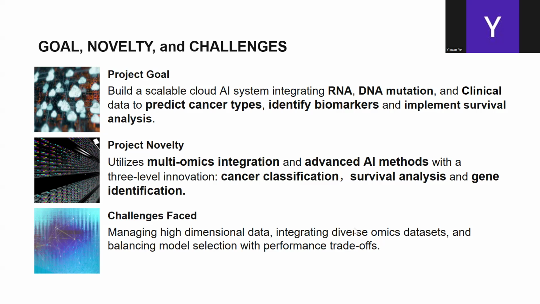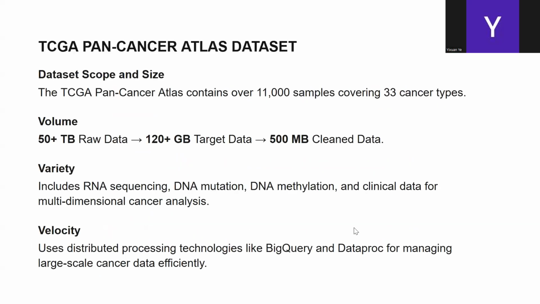For data, we use the TCGA Pan-Cancer Atlas on GCP BigQuery, covering over 11,000 samples across 33 cancer types. We processed a massive volume of over 50 terabytes of raw data and finally distilled it into 500 MB of clean data. The multi-omics data itself shows variety, and well-distributed technologies like BigQuery and Dataproc ensure efficient processing.